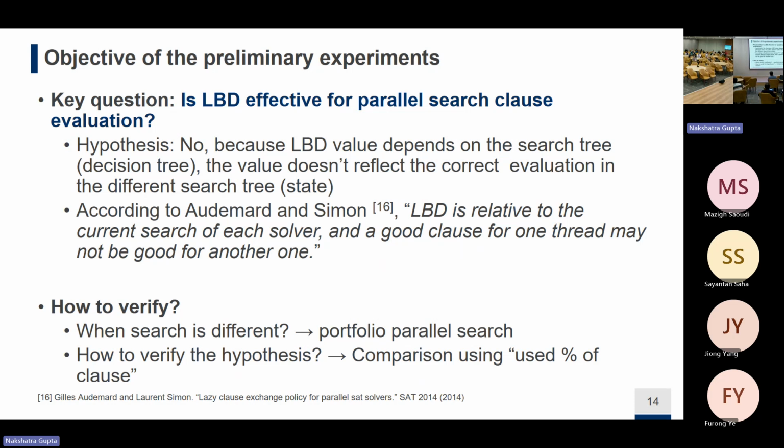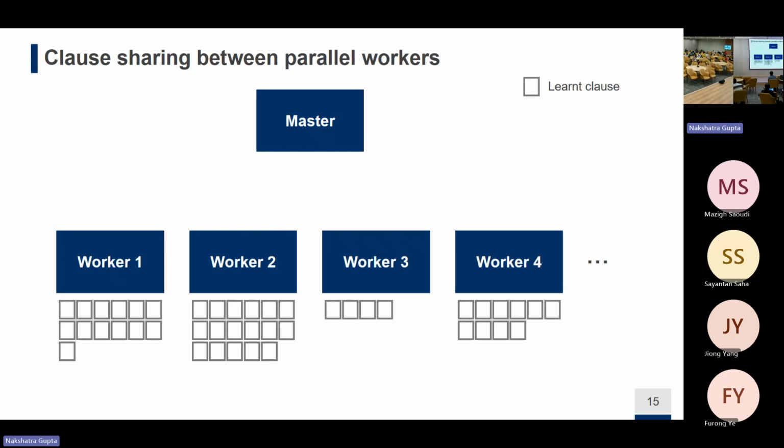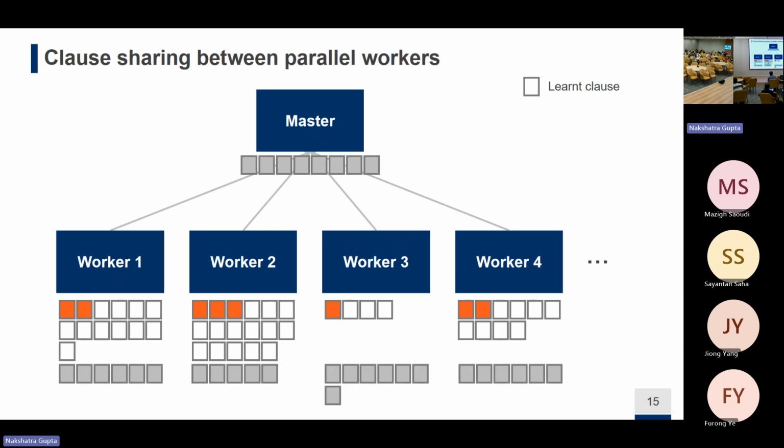To verify that, we set up an experiment using a portfolio-type parallel search solver and compared the usefulness of shared learned clauses and obtained learned clauses. Regarding the clause sharing, consider a master-worker type parallel architecture. Each worker obtains their learned clauses, and each worker selects some clauses that should be beneficial for other workers, like the orange ones. They send them to the master, and the master distributes them to each worker. Each worker uses these learned clauses to prune their search spaces. To do that, each worker has some criteria to decide which clauses to share.